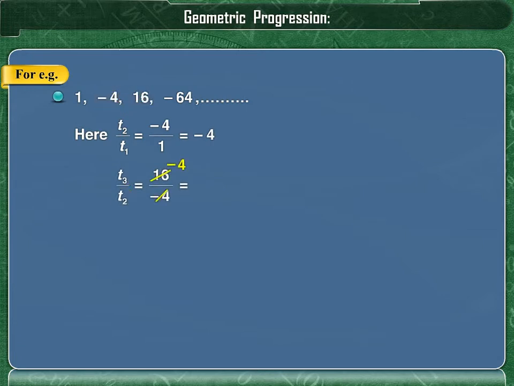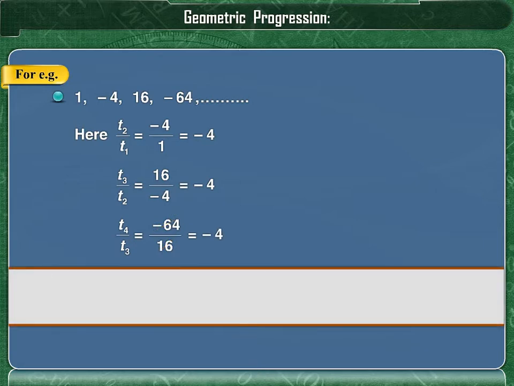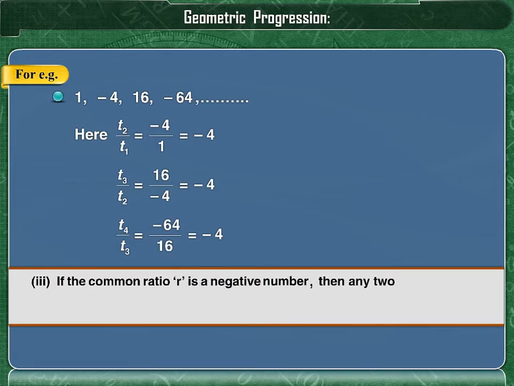What do you understand from this example? If the common ratio R is a negative number, then any two consecutive terms of the GP will have opposite signs. In this case, the GP contains alternatively positive and negative terms.